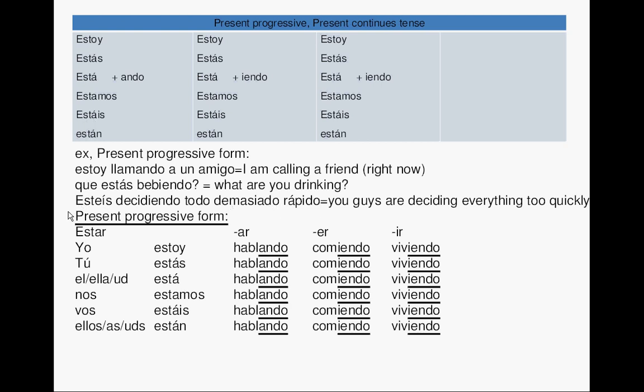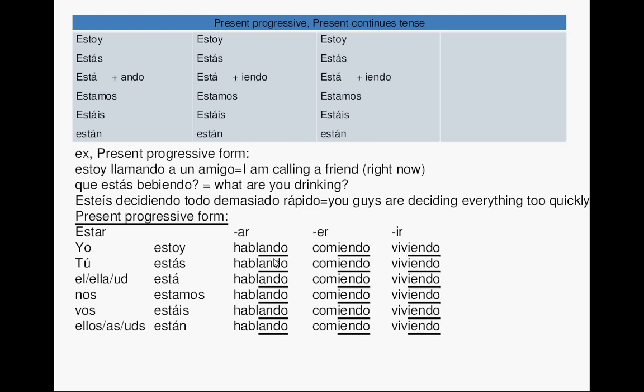The verb estar is estoy, estás, está, estamos, estáis, están. Verbs ending in AR like hablar: estoy hablando, estás hablando, está hablando, estamos hablando, estáis hablando, están hablando. Ending with ER, comer: estoy comiendo, estás comiendo, está comiendo, estamos comiendo, estáis comiendo, están comiendo. Verbs ending with IR like vivir: estoy viviendo, estás viviendo, está viviendo, estamos viviendo, estáis viviendo, están viviendo. So as you see, there are rules and forms for regular verbs.